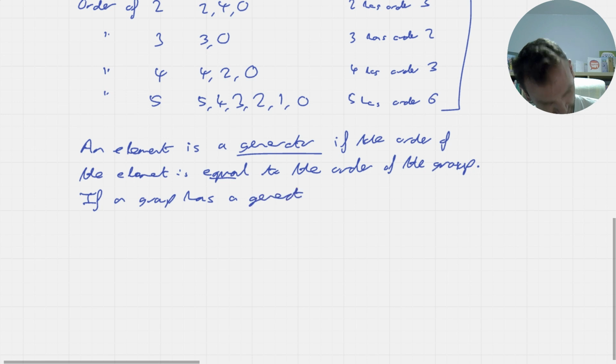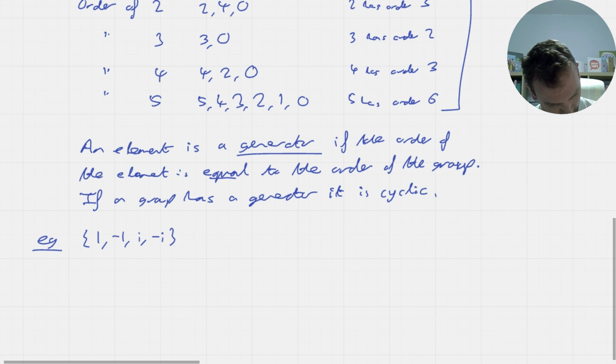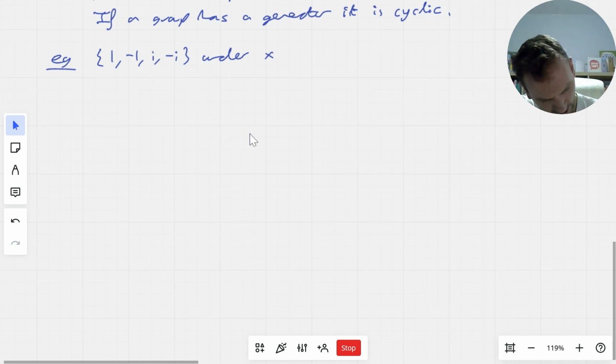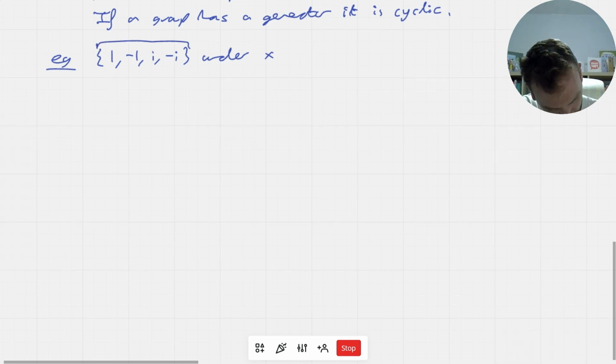I want to just look at one more example of a cyclic group and see if we can find the possible generators of that group. So the next one I want to look at is the group, the set containing 1, -1, i, and -i under multiplication. So in this case, we're looking for elements that have the same order as the group. The group has order 4 because it's got 4 elements here.